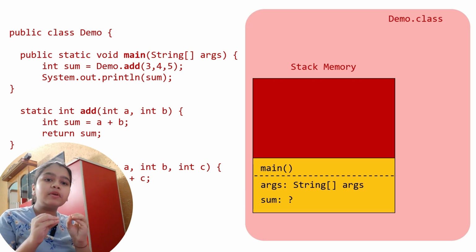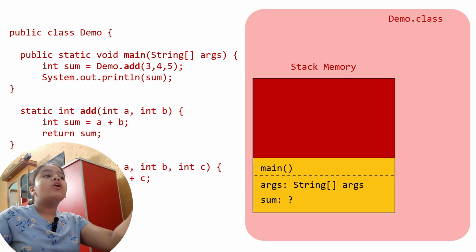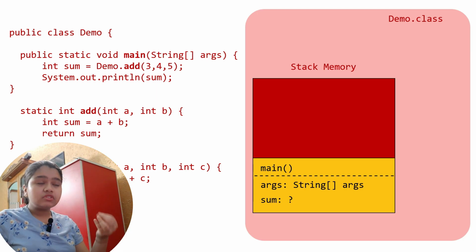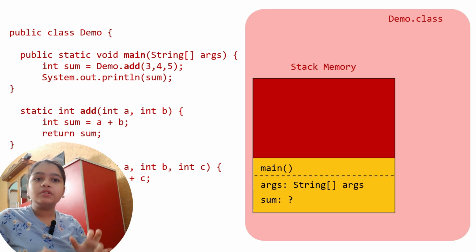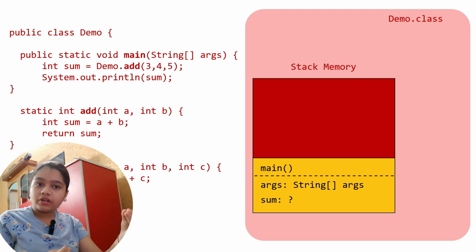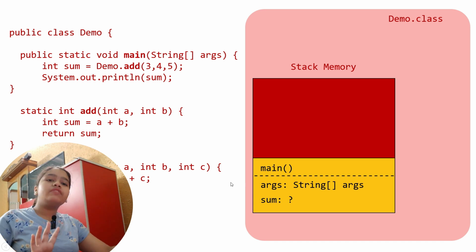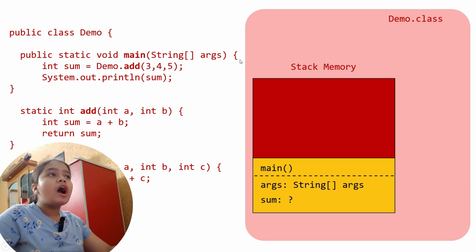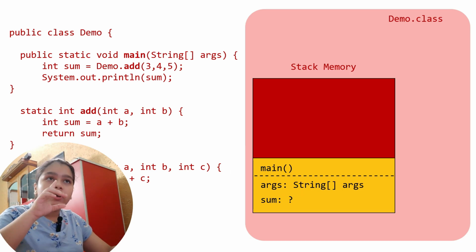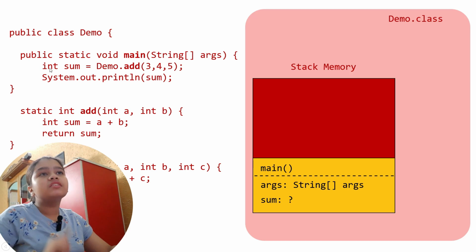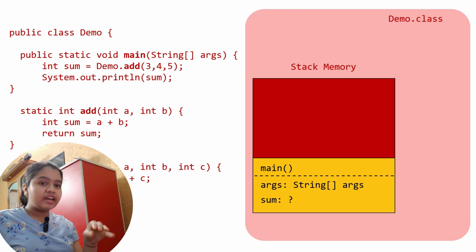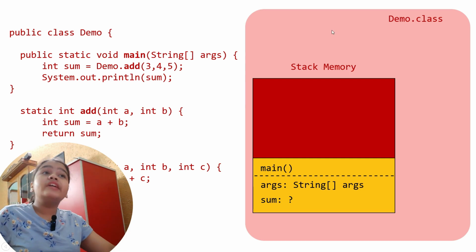So one stack frame contains the main method along with all its local variables. Local variables means the variables which are of that particular method. So the first local variable of main method is args, which is an array of String. Got it? And any other local variables are there? Yes, int sum is also a local variable. Now sum here is just declared, it is not yet assigned a value.